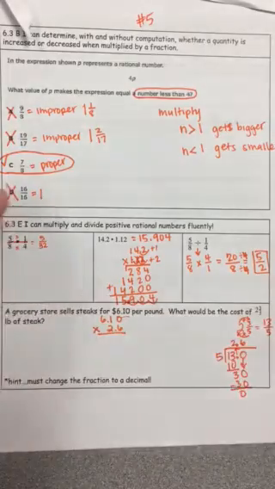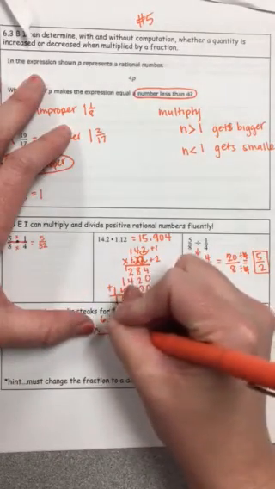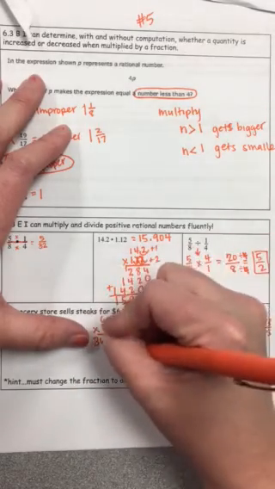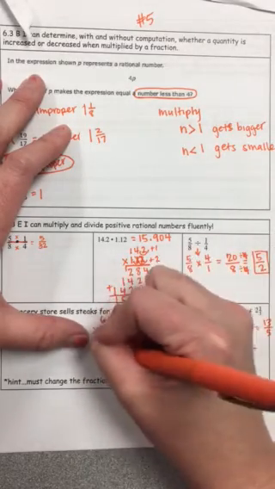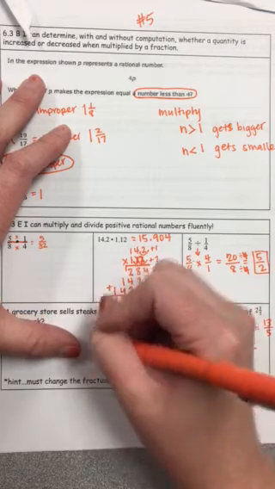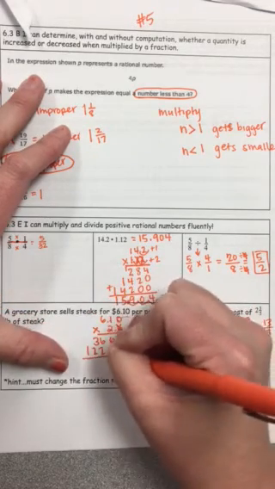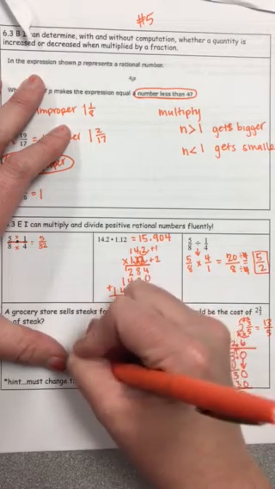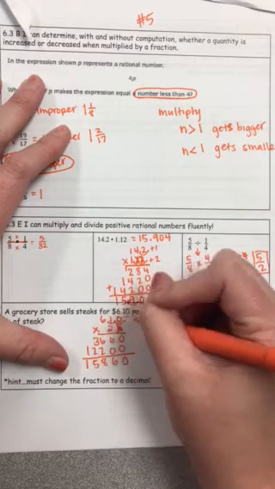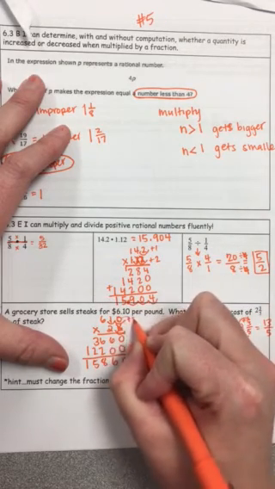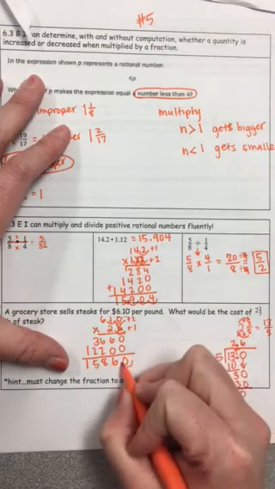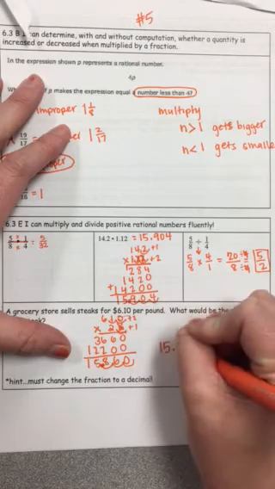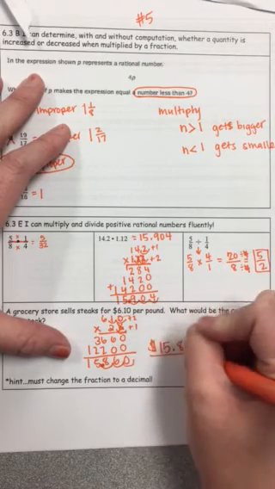$6.10 per pound. So now I multiply. 6 times 0 is 0. 6 times 1 is 6. 6 times 6 is 36. I'm through with my 6, so I add my 0. 2 times 0 is 0. 2 times 1 is 2. 2 times 6 is 12. I have 0, 6. 6 plus 2 is 8. 3 plus 2 is 5. And then I have 1. I have 3 decimal places, 2 here and 1 here. So I need 3 decimal places in my answer. So my answer is $15.86.